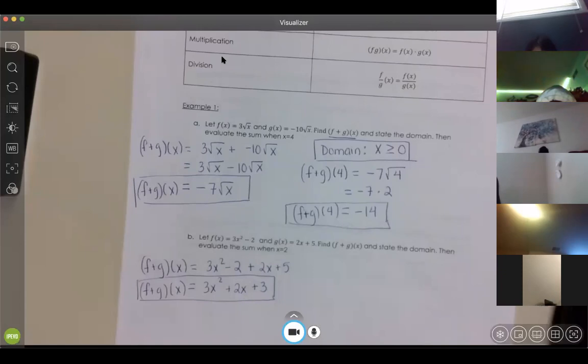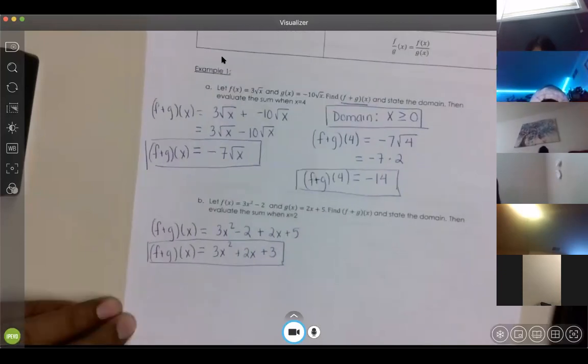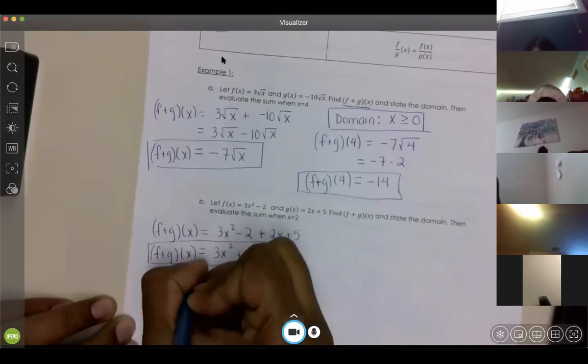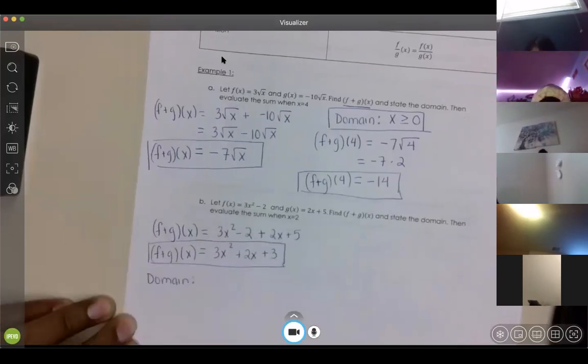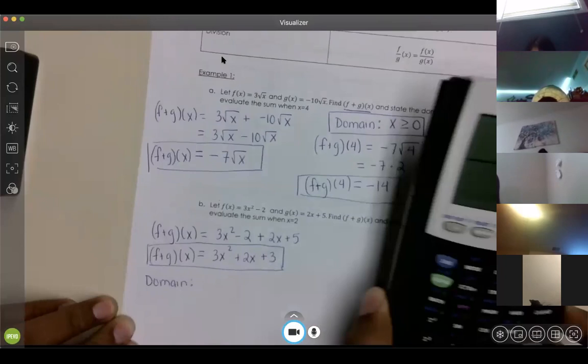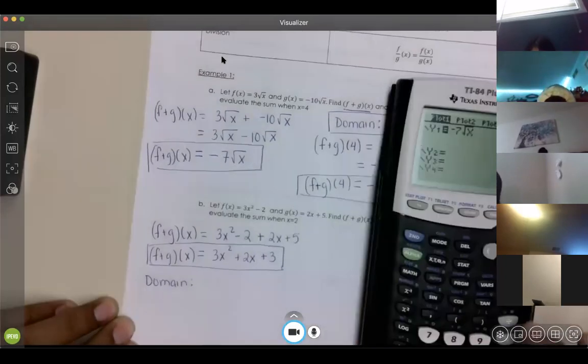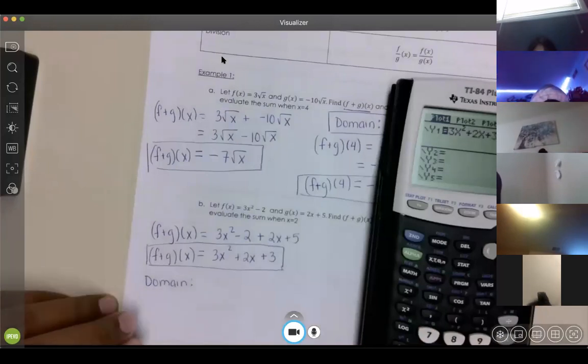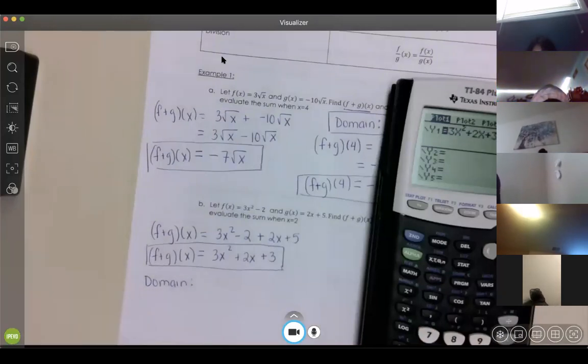All right, next we have to find the domain. So for the domain, we need to graph it and check how far to the left and how far to the right my graph will go. So if I go back to y equals, I'm going to clear my old equation and plug in my new one. So 3x squared plus 2x plus 3. And then we hit graph.